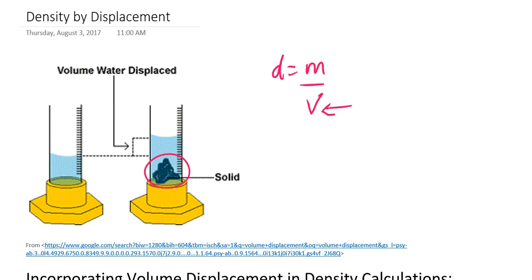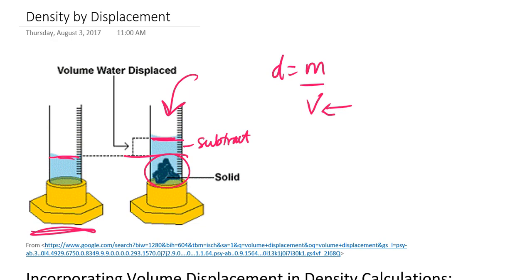So basically the cylinder over here on the left is sort of the before picture. I'm going to put in some water to a specified volume in the cylinder. Then I'm going to introduce the rock into the cylinder, and that's going to make the water level rise. So now the water level is up here. If I subtract these two volume measurements from each other, then I should get the volume of the object overall.